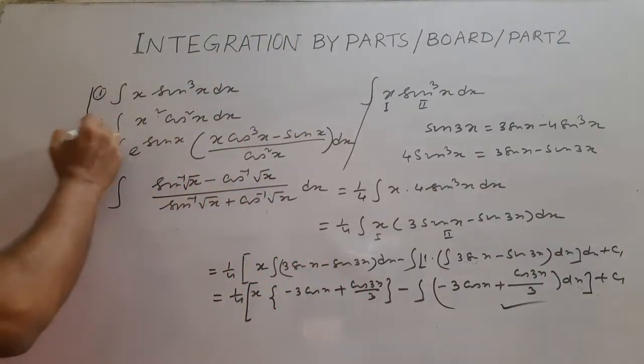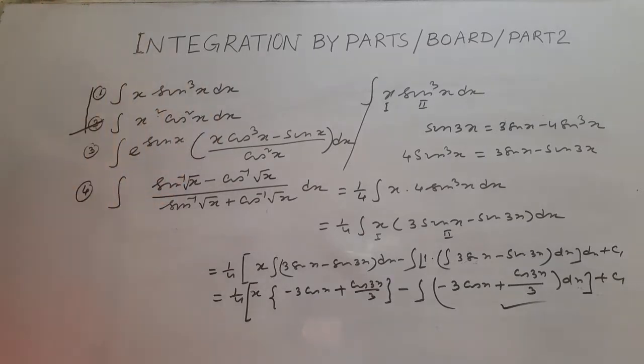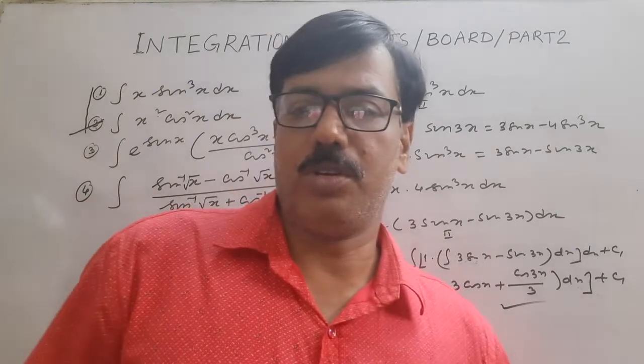Now second one is exactly the same. Cos square x is half into 1 plus cos 2x. So you complete it.